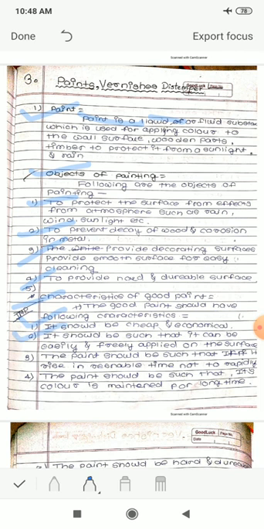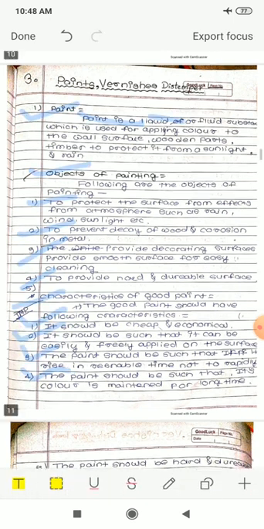Next one, it should be easily applied on the wall surface with the minimum amount of time. Next one, the paint should be maintained for the long time, or the paint should have long life. The maintenance cost of the paint should be less.